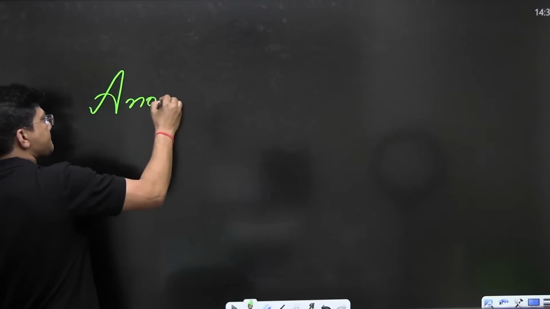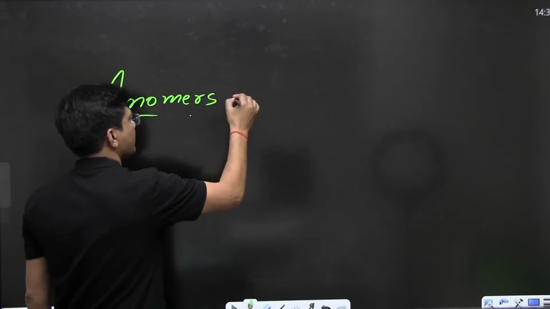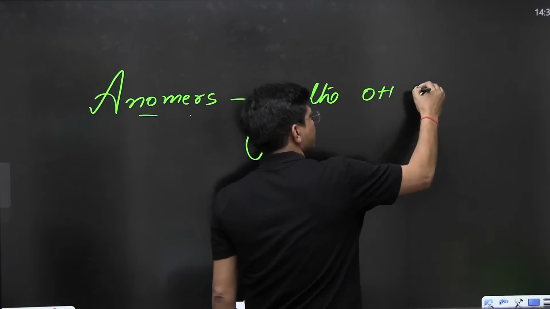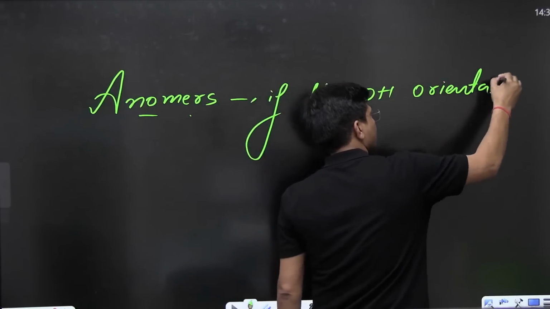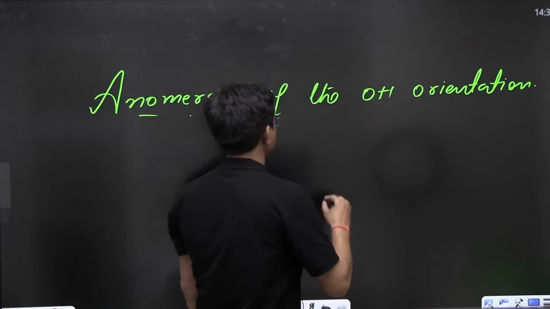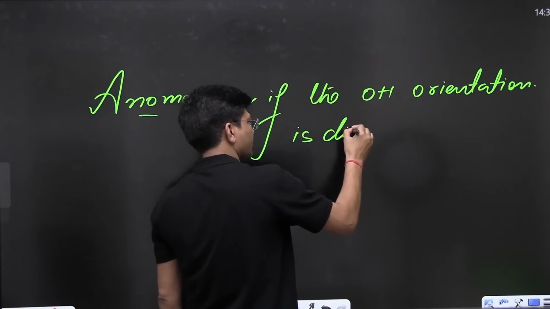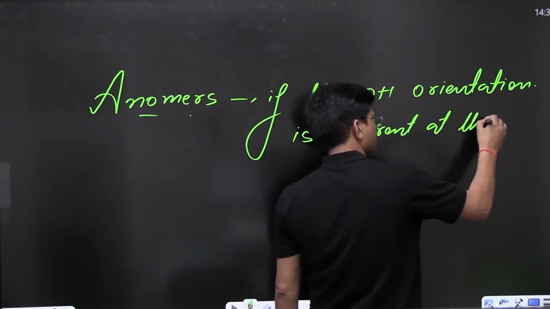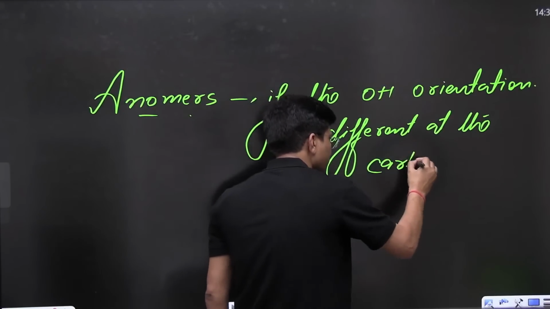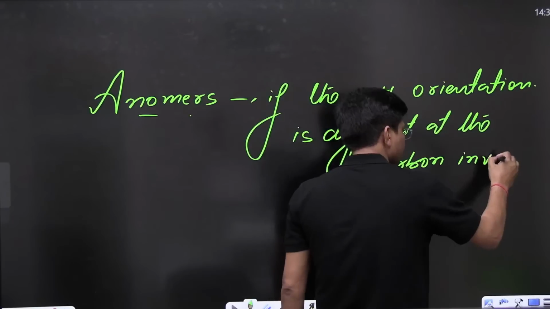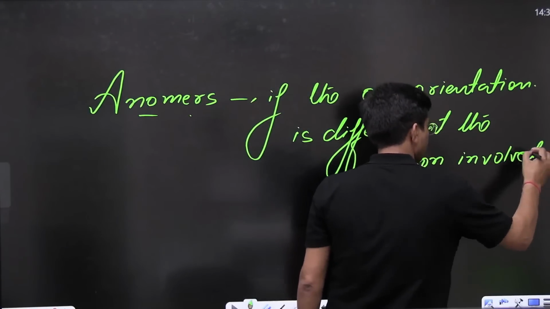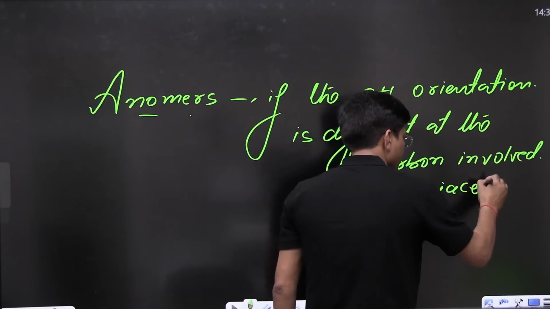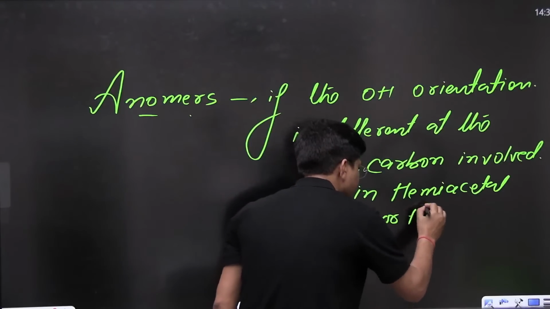Anomers. If the OH orientation is different at the carbon involved in hemiacetal or hemiketal formation.